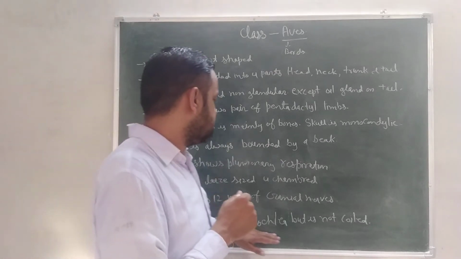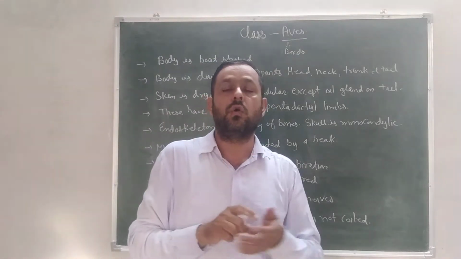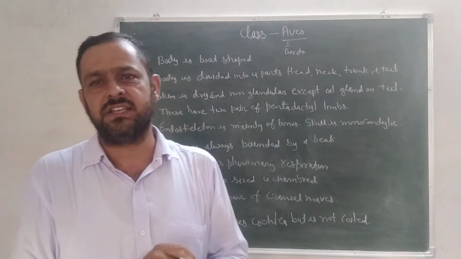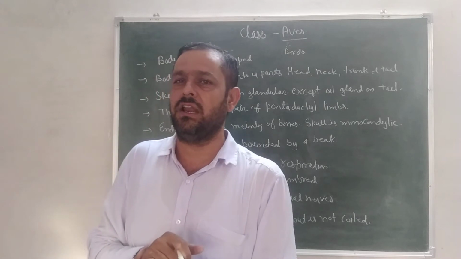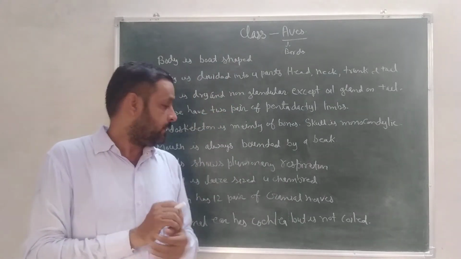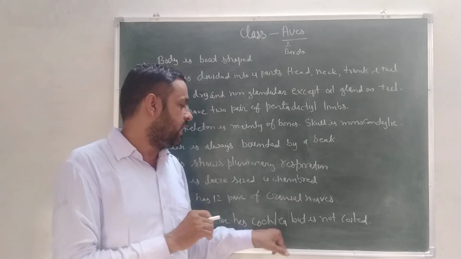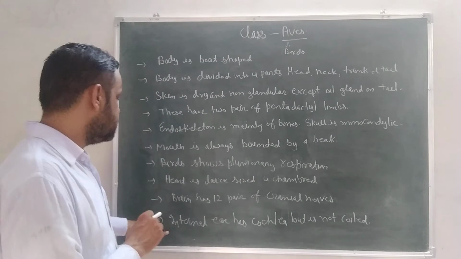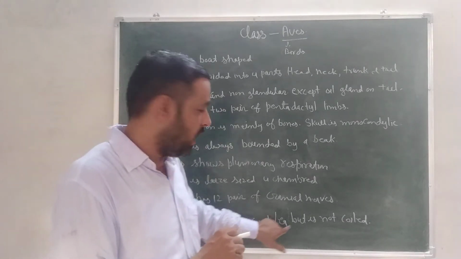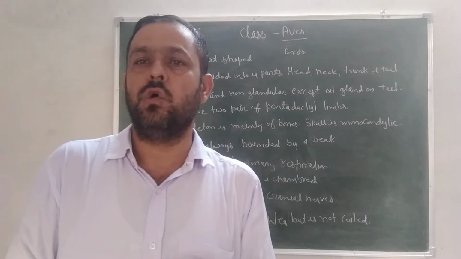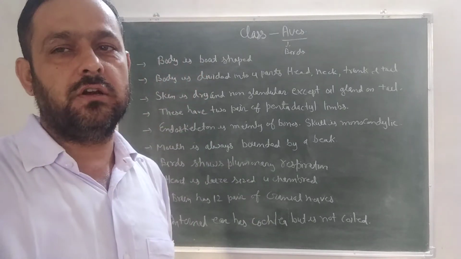Internal ear has a cochlea but it is not coiled. Means the ear is also divided into three parts: external ear, middle ear and internal ear. If we talk about mammalia, in mammalia the cochlea has a coiled structure, but in Aves the internal ear has a cochlea that is not coiled. Means in birds the cochlea is not coiled.